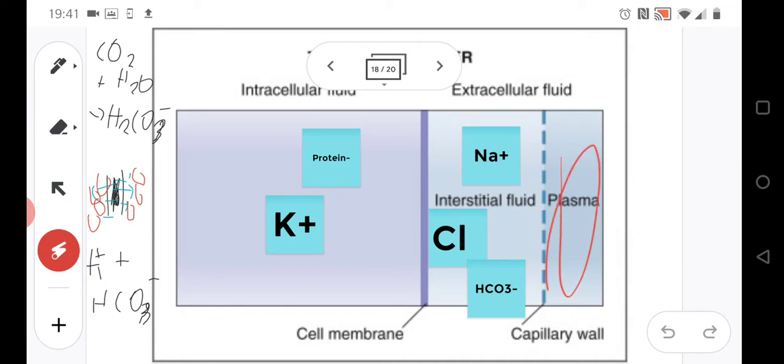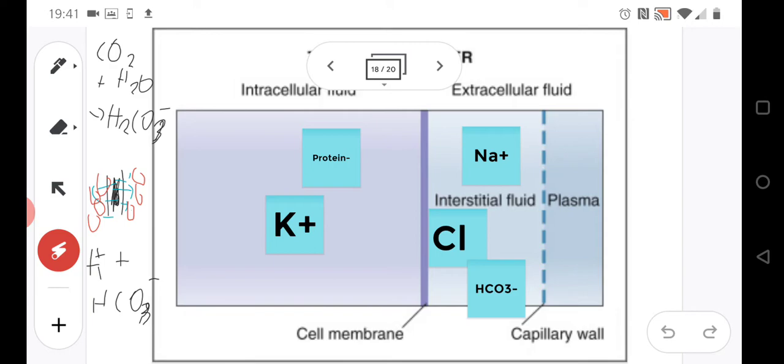And plasma is generally the fluid of the blood. Some of the plasma filters through the capillary wall and creates the interstitial fluid. But it is all extracellular fluid. So plasma, the fluid of the blood, and interstitial fluid are the extracellular fluid. They have some things that are common, some things that are different.